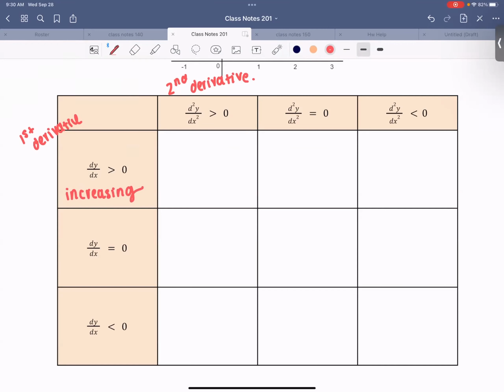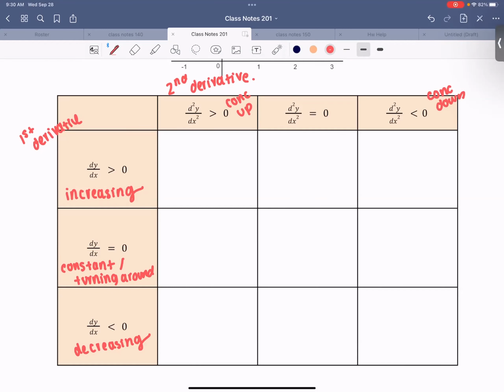Remember, when the derivative is 0, we either have a constant graph or a turning point, right? So constant slash turning around. And when the derivative is less than 0, we're decreasing, right? Now, going to my rows, when the second derivative is positive, are we concave up or concave down? Concave up. When it's less than 0, we have concave down. And then we have that in between where we have no concavity.